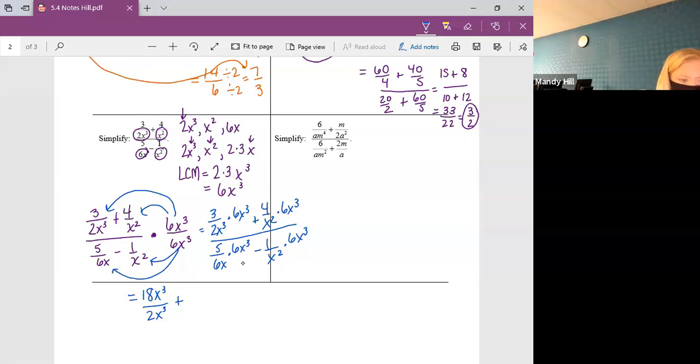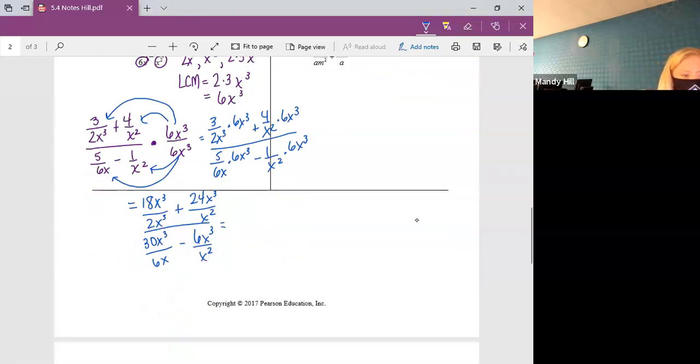4 times 6, 24x to the third over x squared. 5 times 6x to the third, that's going to be 30x to the third over 6x. And then 1 over x squared times 6x to the third is going to be 6x to the third over x squared. So we're very close now. And here's what I mean by that. So 18 divided by 2, that fraction just goes away. That's just 9, right? 18 divided by 2 is 9. X to the third over x to the third, those cancel out.